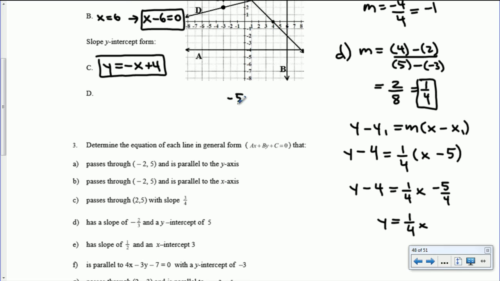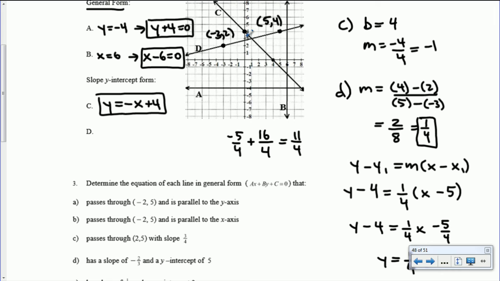So negative 5 over 4 plus 4. I need to write 4 as a fraction with a denominator of 4, so I'd go like that. So negative 5 over 4 plus 16 over 4, this is still a 4, basically, just in different form. Okay, 16 minus 5 is 11, so 11 over 4. So I believe that works out to 2.75, which is, I guess, what we would have expected. But we know for sure it's 11 over 4.